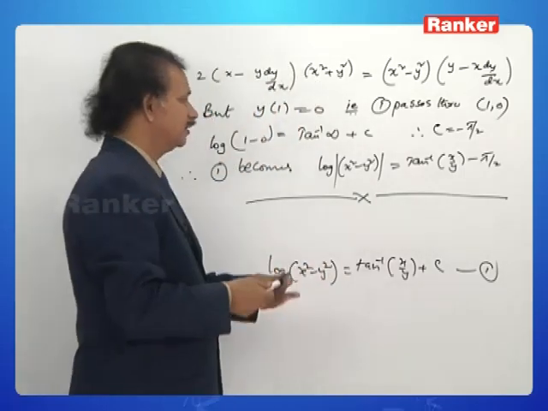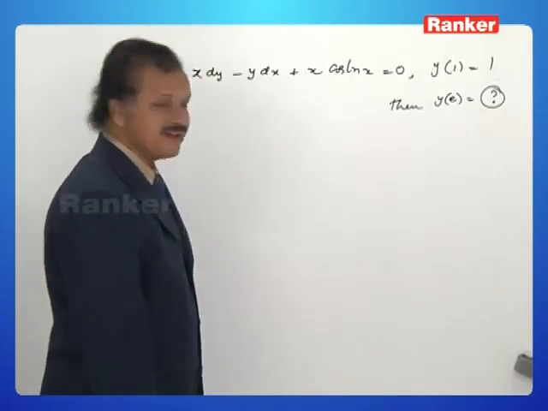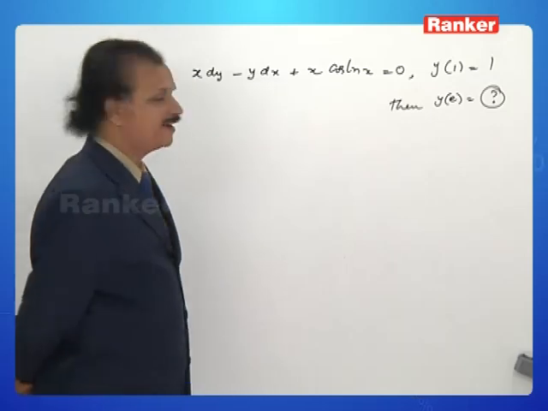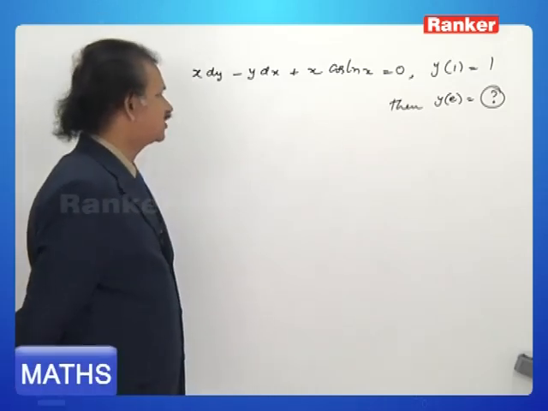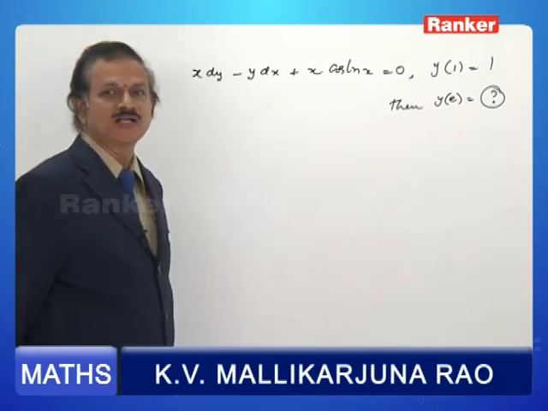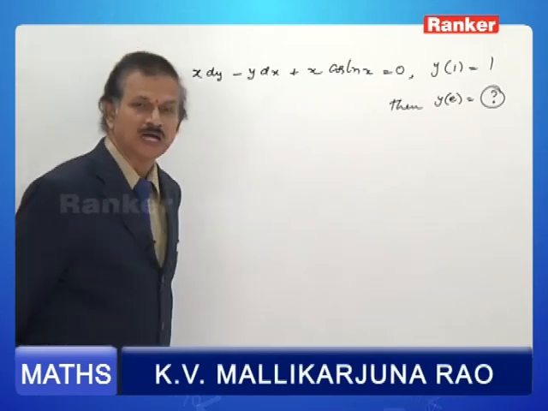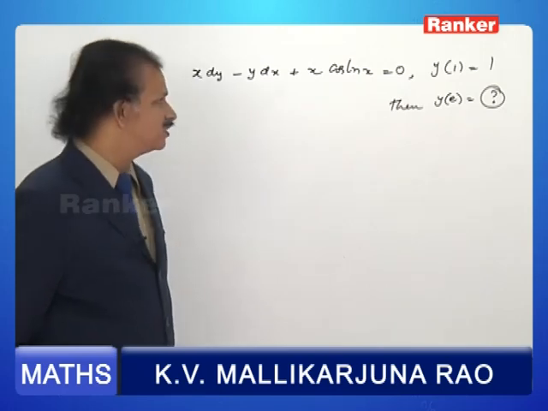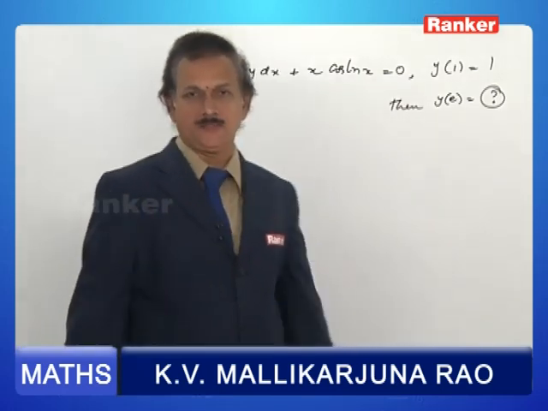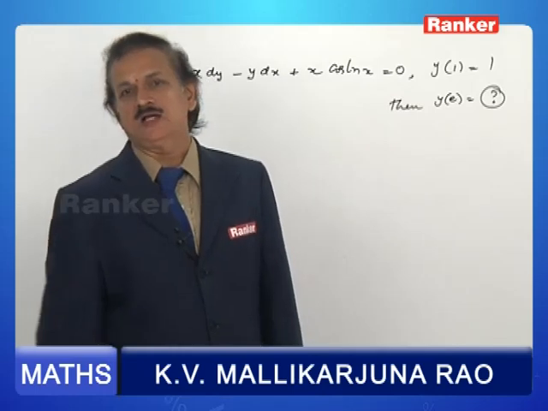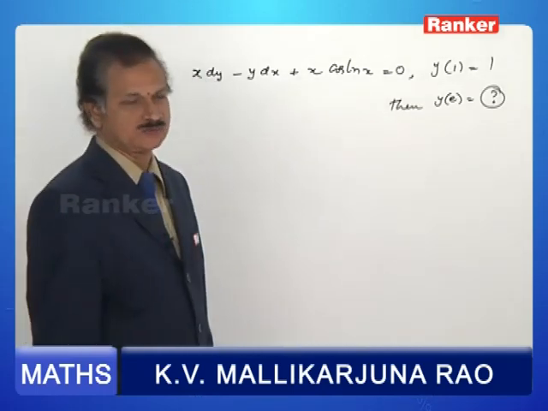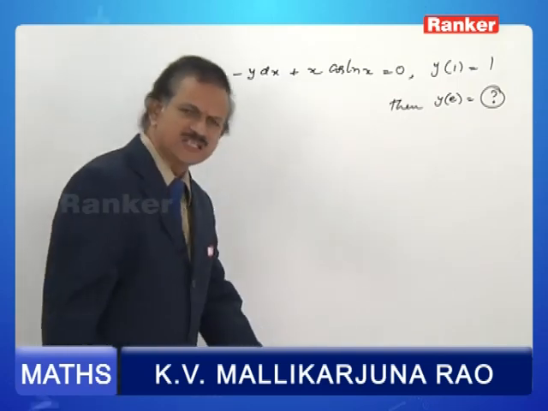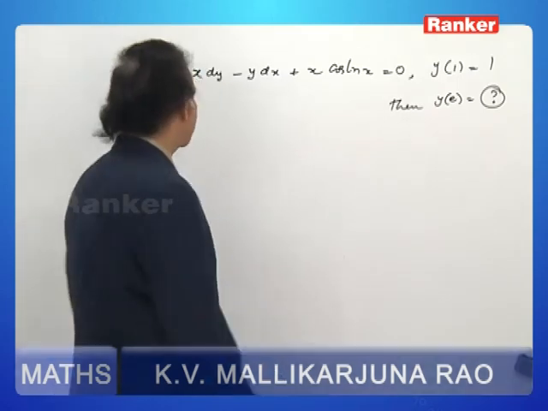The next question is ready on the board. x dy minus y dx plus x cos(ln x) is nothing but log x to the base e, is 0. And y of 1 is 1. That is, the curve passes through (1, 1). And what is the value of y when x is e? That's the question. It is one of the simplest questions. Yes. How?